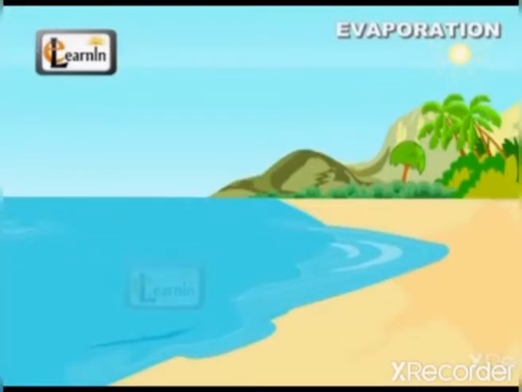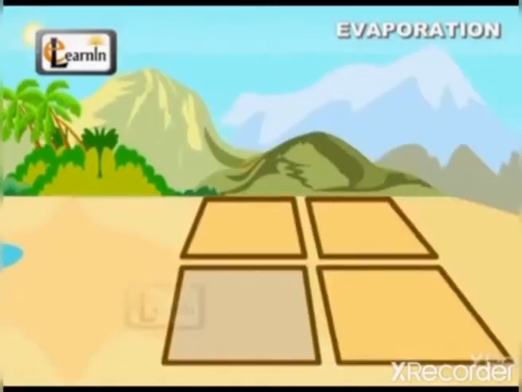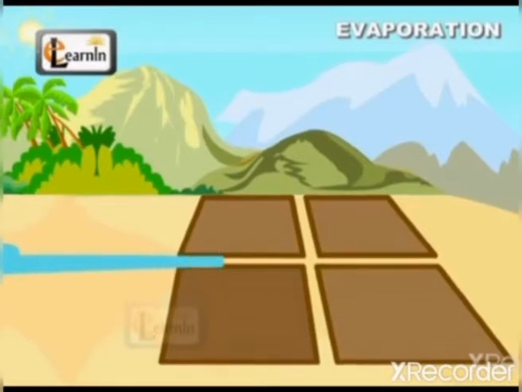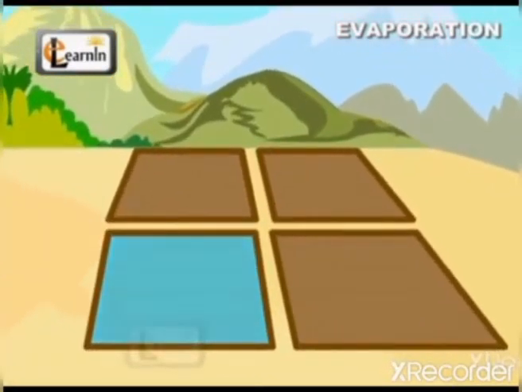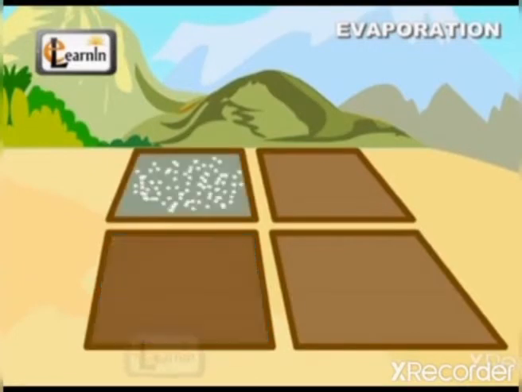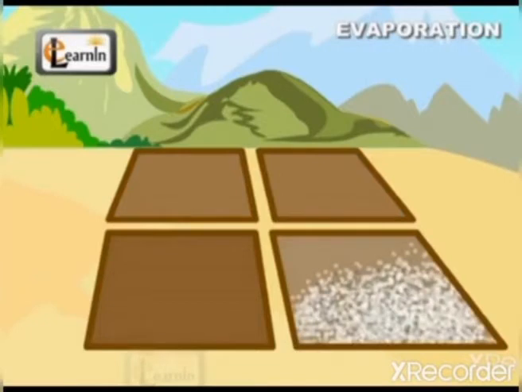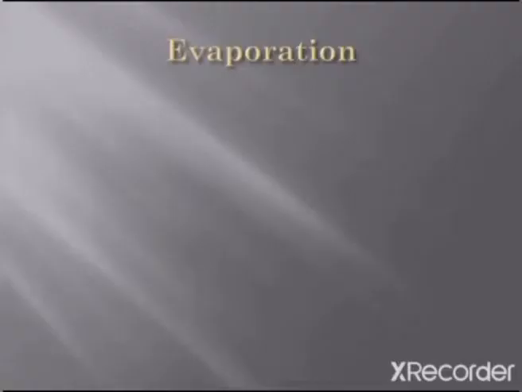Seawater contains different kinds of salt. Common salt is one amongst them. Seawater is allowed to stand in shallow pits. Water gets heated by the sunlight and slowly turns into water vapors due to evaporation. In a few days, leaving the salt behind, the water evaporates completely. Common salt is then obtained.